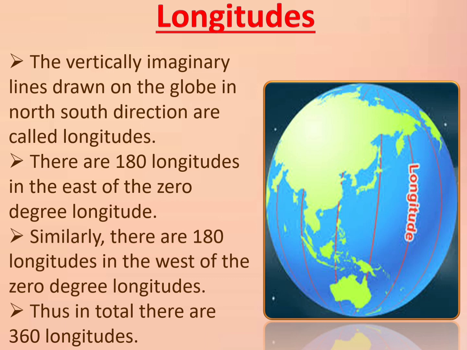So total how many longitudes are there? 360. And from the 0 degree longitude, 180 longitudes are in the east direction and 180 longitudes are in the west direction. Students, the 0 degree latitude is the equator, right? But 0 degree longitude, what is that? I will explain further, so you will get a clear picture of what I am talking about. So till now you have understood what is latitude, what is longitude.